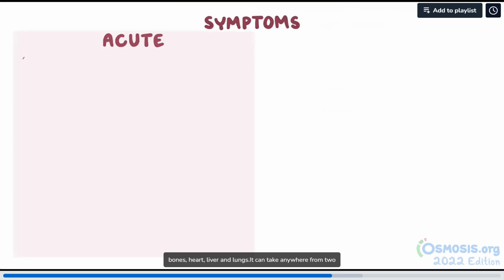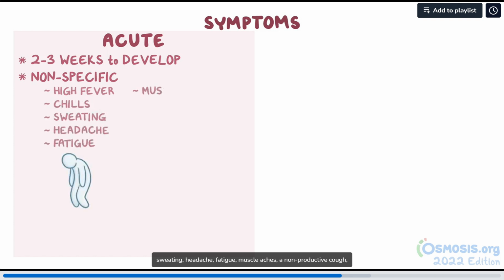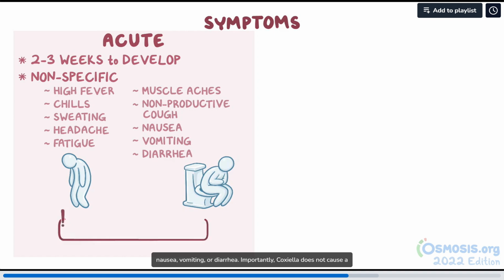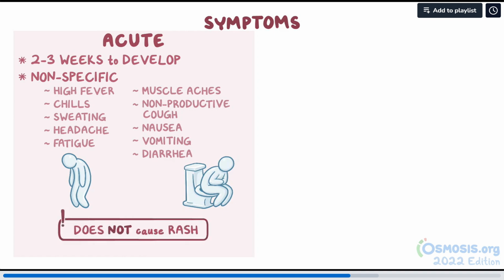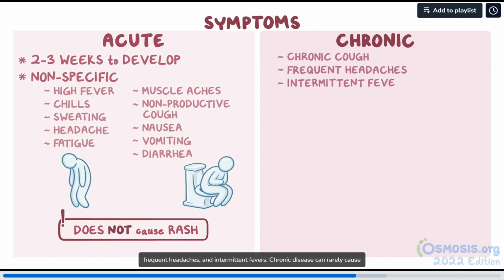It can take anywhere from 2 to 3 weeks to develop acute symptoms, which are generally nonspecific and include high fevers, chills, sweating, headache, fatigue, muscle aches, a non-productive cough, nausea, vomiting, or diarrhea. Importantly, Coxiella does not cause a rash. Symptoms of chronic infections include chronic cough, frequent headaches, and intermittent fevers.